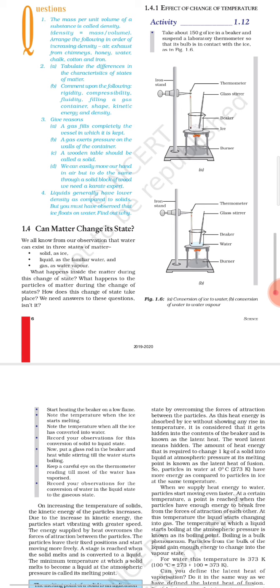Now the fourth one is, liquids generally have lower density as compared to solids, but you must have observed that ice floats on water. Find out why. This question is very important also. So why does this happen, and this you must have observed also? The answer lies in the structure of water and the structure of ice. That means molecular structure, I am saying. Although the formula of water is H2O, and the formula of ice is also H2O, as well as steam. But here we are talking about structure, that means how these molecules are arranged, and how they are forming water and how they are forming ice.